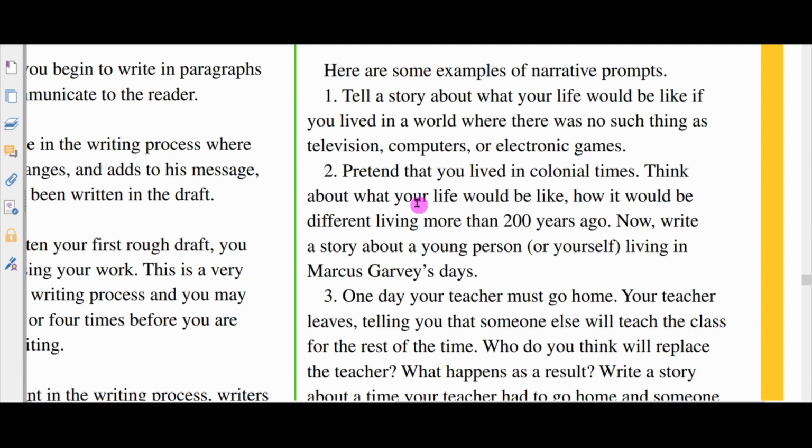2. Pretend that you lived in colonial times. Think about what your life would be like and how it would be different living more than 200 years ago. Now write a story about a young person or yourself living in Marcus Garvey's days.